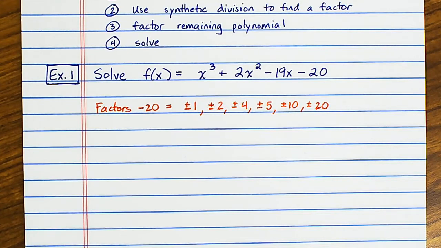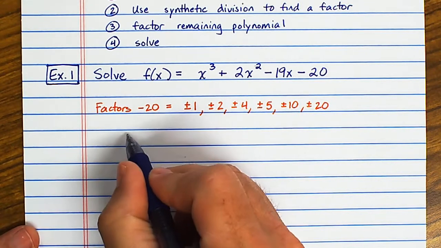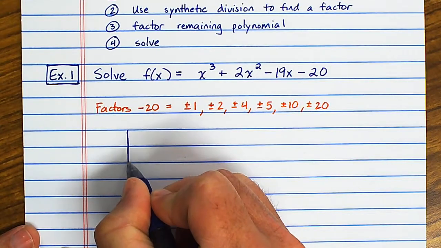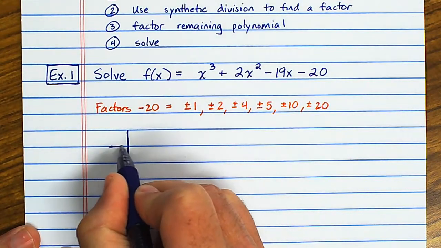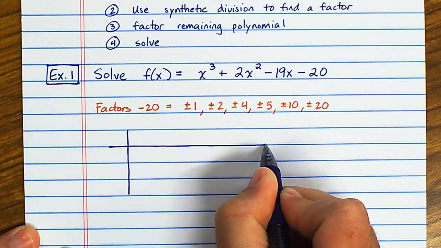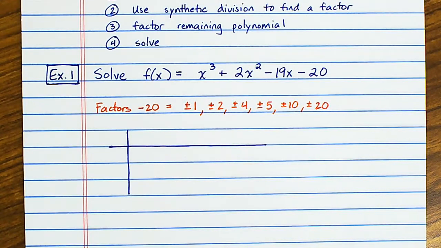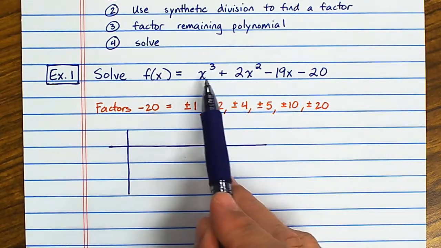Good. So now we're going to start with one of those, and we'll start with the first one. And we're going to make kind of a modified synthetic division table. We don't want to have to write the table out every time. So I'm just going to draw myself a couple lines here and some lines that way. And I'm going to list the coefficients up here.